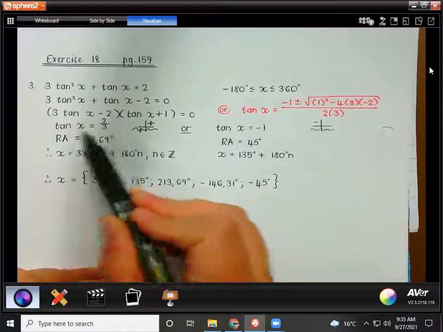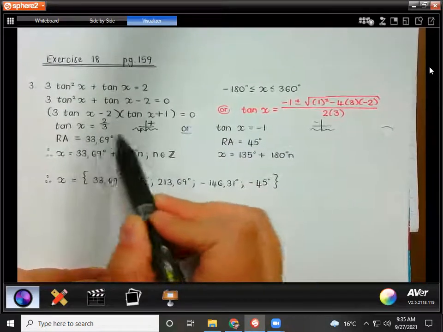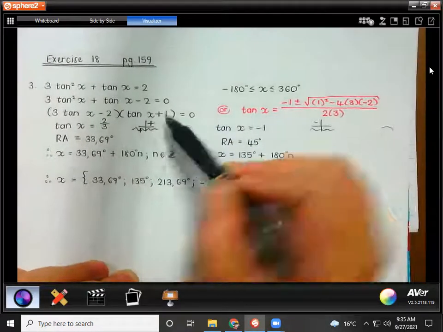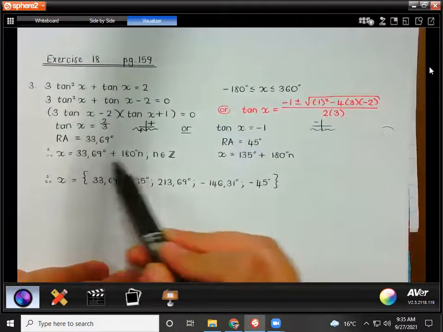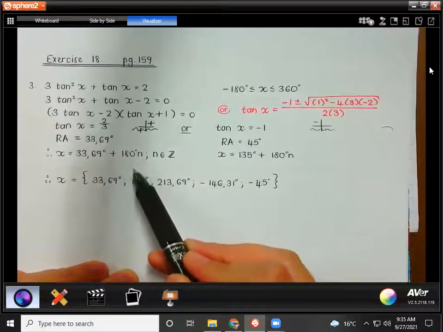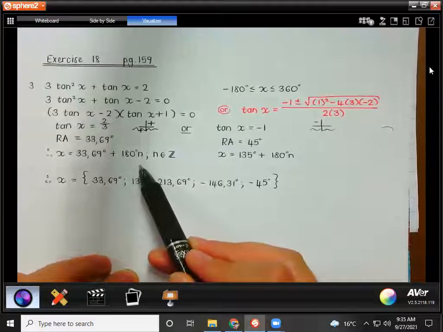You do shift tan of 2/3. You'll get your reference angle. In the first quadrant, x is just the reference angle plus 180n. Okay, fine with that one.